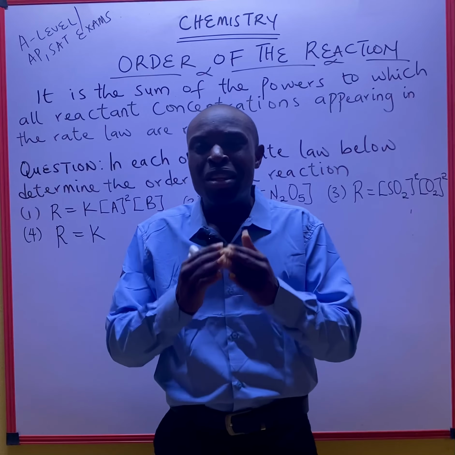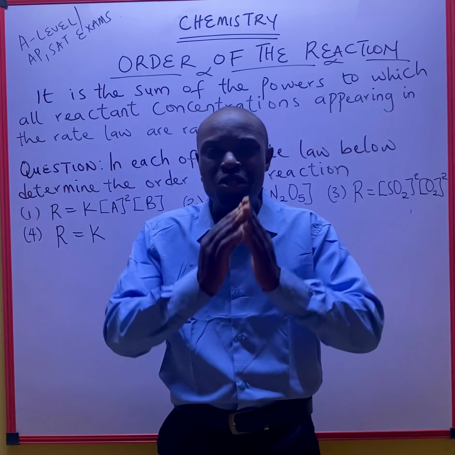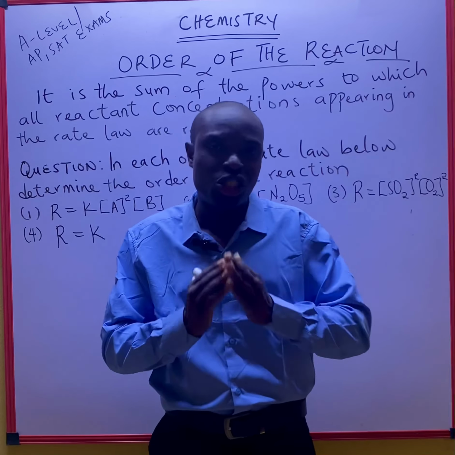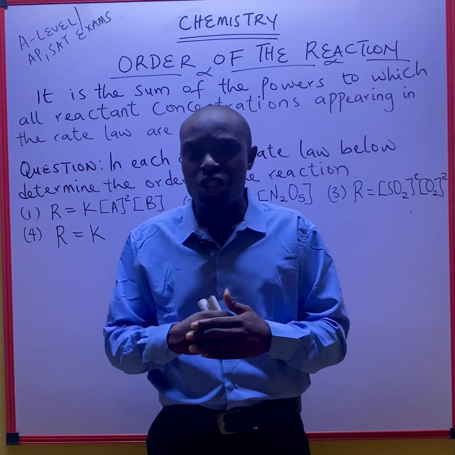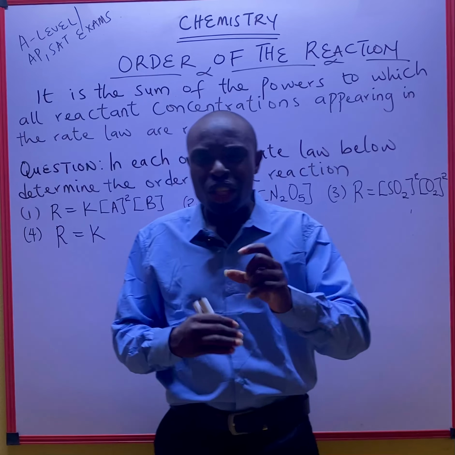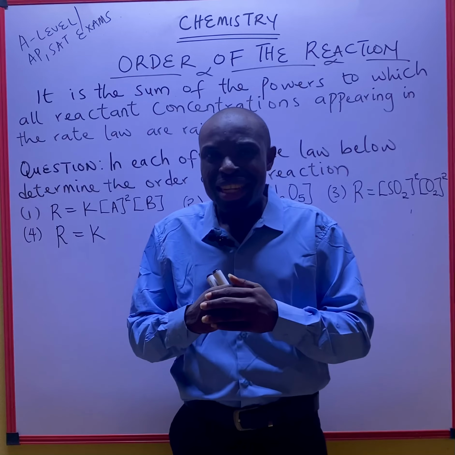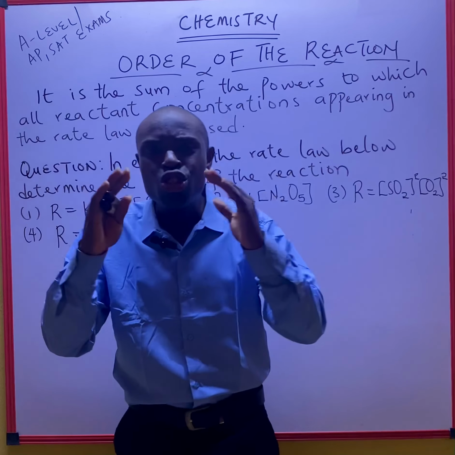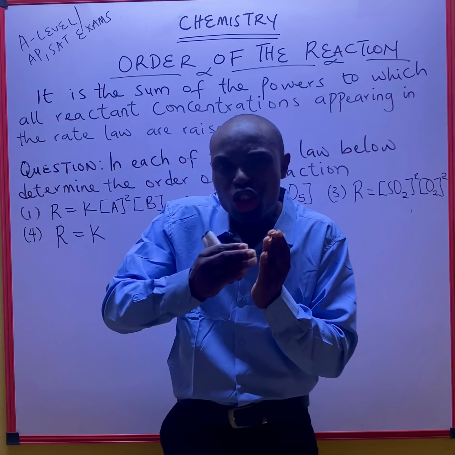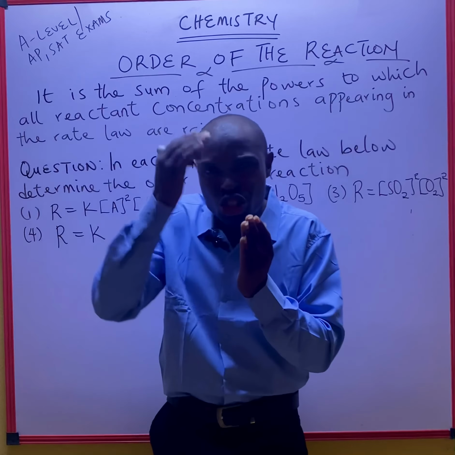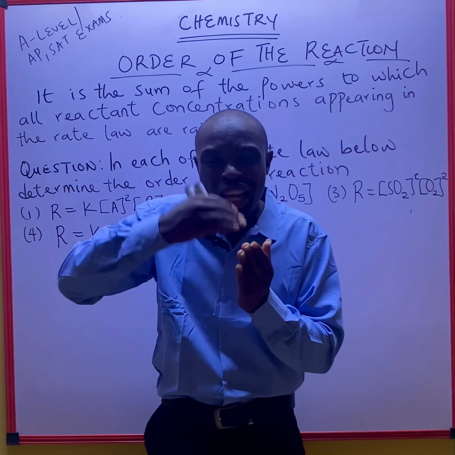Now, today we're going to be talking strictly on questions that border around the order of a reaction. I will start with the definition of the order of the reaction. Now we should understand that the order of a reaction under chemical kinetics simply means the sum of the powers of the concentration of the reactant.